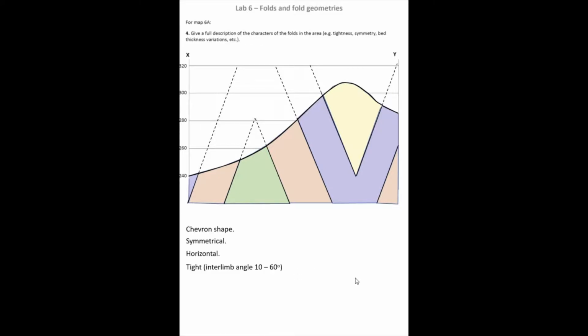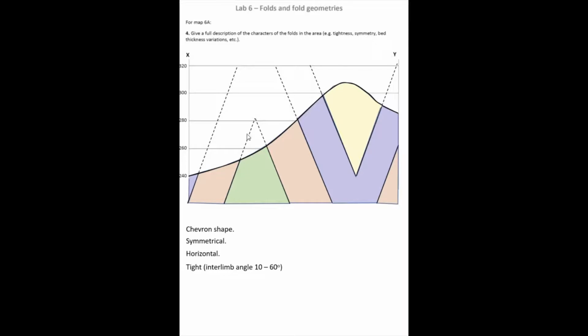Now the last question for this part of the lab asks you to give a full description of the characters of the folds in the area. So basically, describe the geometry. Well, what I can say is that they look chevron in shape. They look pointy. They're not cylindrical, you know, nice gentle curve. They're chevron.